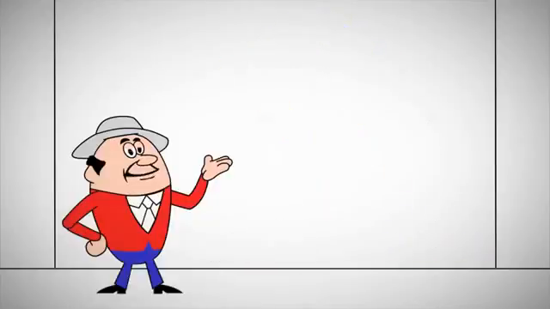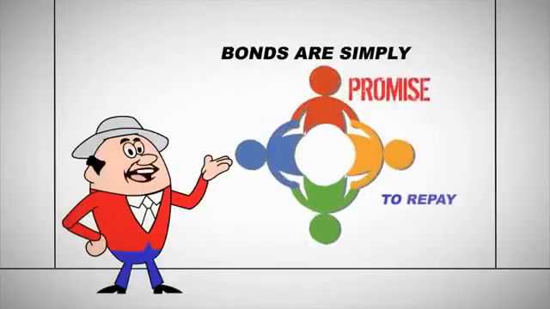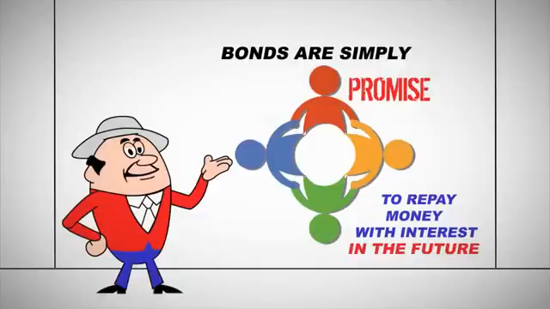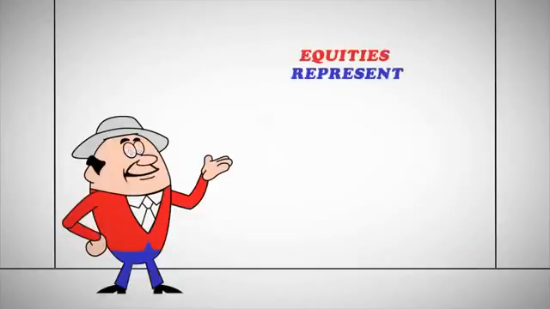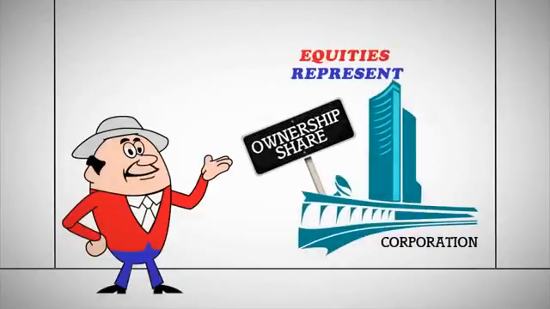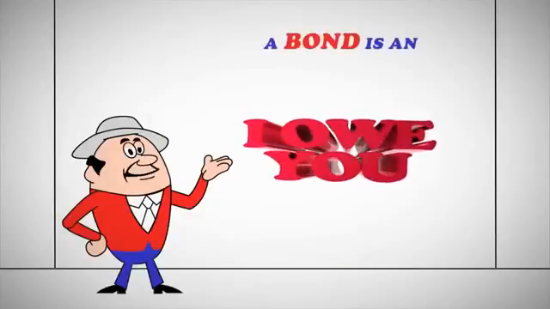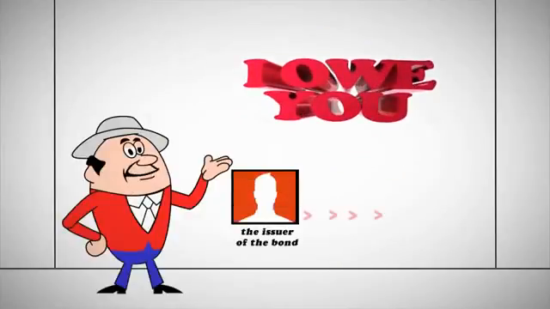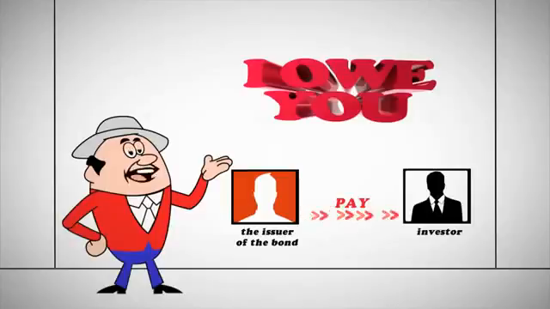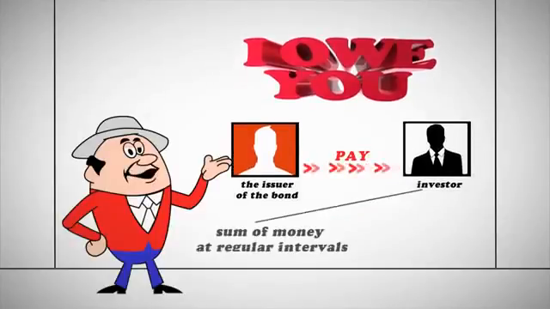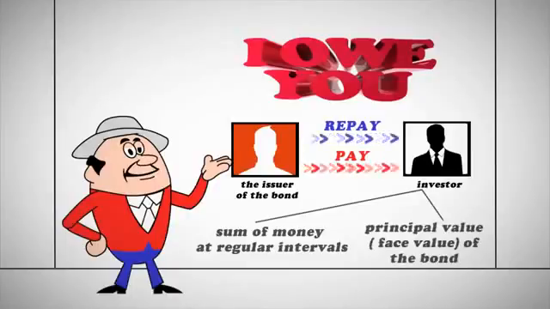In general terms, bonds are simply a promise to repay money with interest in the future. While equities represent ownership, shares in a corporation, a bond is an IOU that obligates the issuer of the bond to pay the investor a specified amount of money at regular intervals and to repay the principal value, the face value of the bond at a given future date.